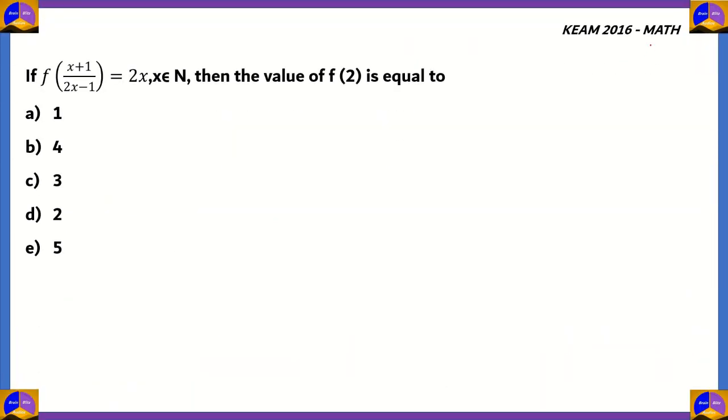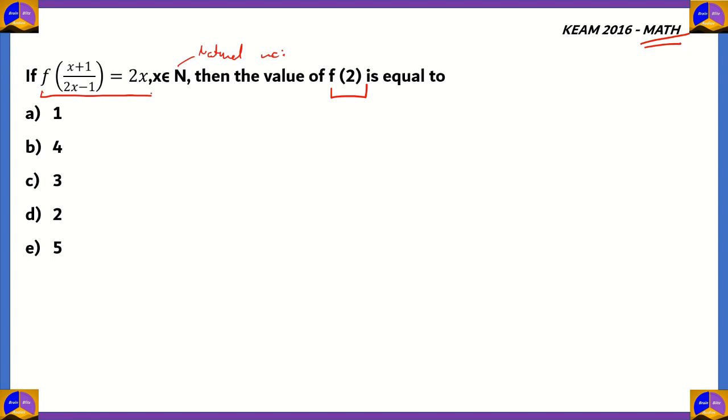Let's look at another question of mathematics. If f of (x plus 1) divided by (2x minus 1) equals 2x, where x belongs to the set of natural numbers, then the value of f of 2 is equal to option A 1, option B 4, option C 3, option D 2, option E 5. So how do we solve this question?